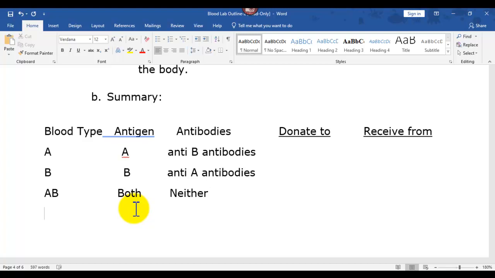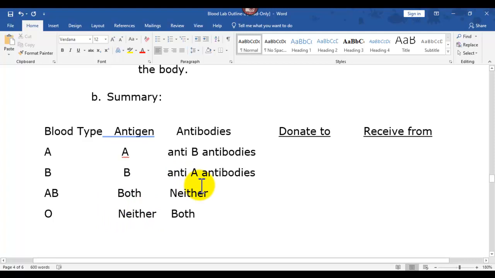If you are type O, which is recessive, I don't know if neither is the best word to use here, but if you're type O, that means that you have neither or none. We have neither the A nor the B. That's why you're referred to as type O. The interesting thing about them is when the immune system sees they're missing an A and a B antigen, they develop both antibody types. So they have both the anti-A and the anti-B.